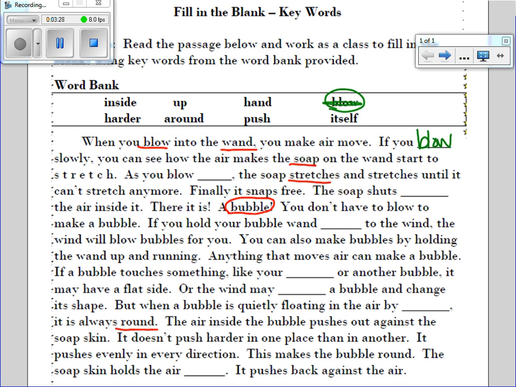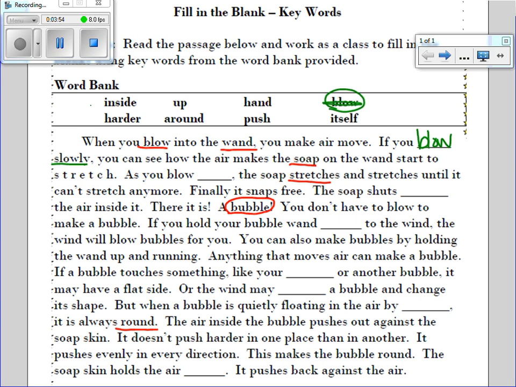Now I can keep reading. As you blow, before it said if I blow slowly, let me see. As you blow, the soap stretches and stretches until it can't stretch anymore. It could be slowly, but it doesn't make sense because it's making it sound like it can get bigger and bigger. So I'm not sure what this one's going to be.